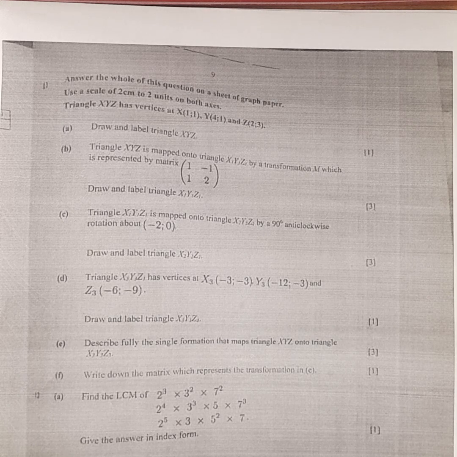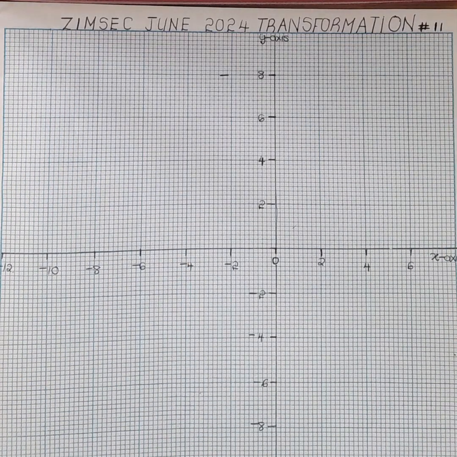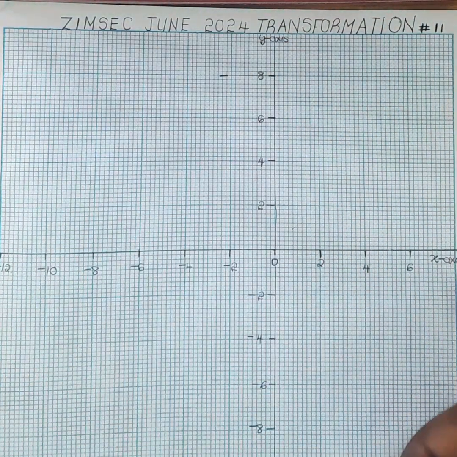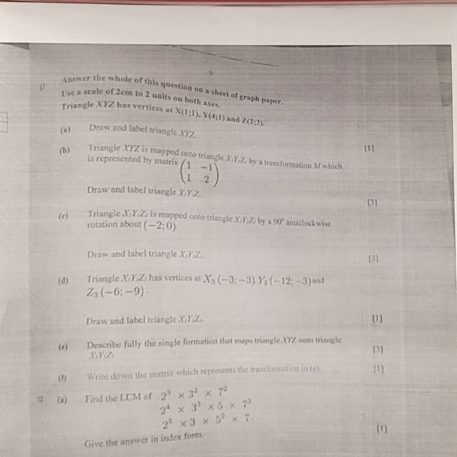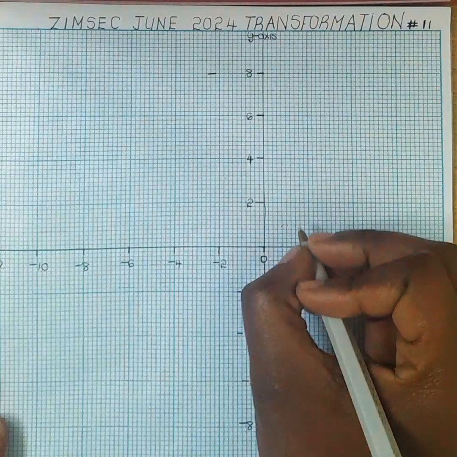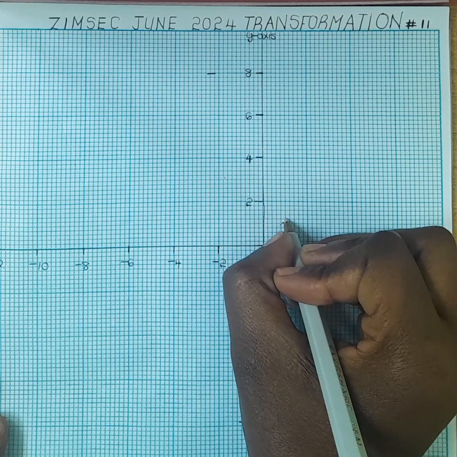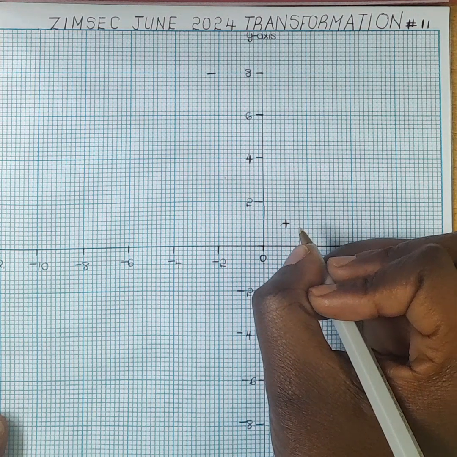So what is very important is you need to follow the scale that is provided. So here, this is the scale, 2 centimeters to represent 2 units in both axes. And also it is very important to label that this is the y-axis and this is the x-axis. So first of all, we want to plot the point X, which is (1, 1). It means that it is 1 in the x-axis and 1 in the y-axis. So it is going to be this point. And it is very important that we label it. This is point X.